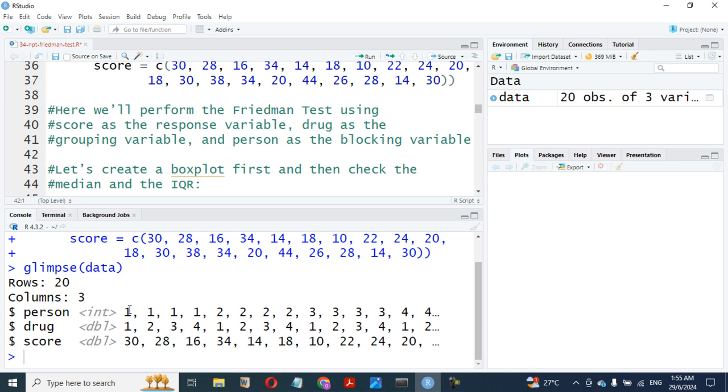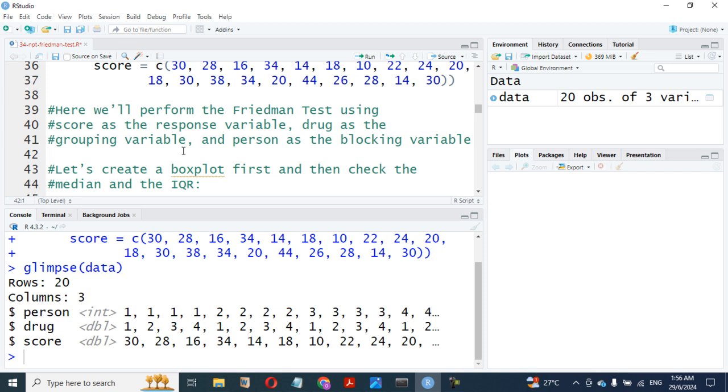If you see 1, 2, 3, 4, 1, 2, 3, 4, this is the person: the first person, the second person, the third person. So we have 5 people. For the drug applied to them, you have 4 category of drugs: drug 1, drug 2, drug 3, drug 4, and then it repeats, and the scores are given here. This is just our data set to use.